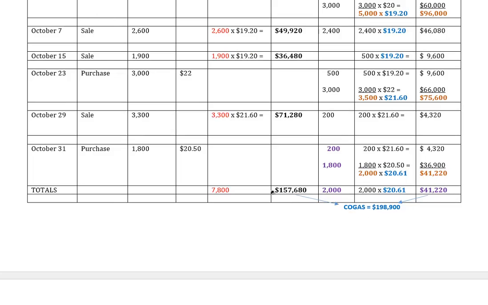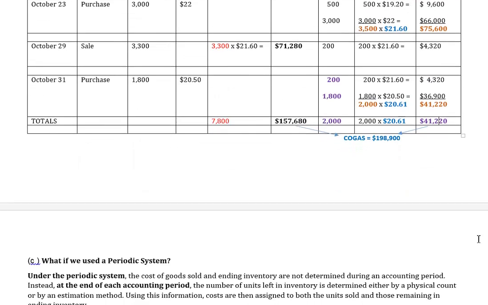But notice the one rule we said before, the total cost of goods sold plus ending inventory will give you in total the amount that you had available to sell, which is $198.9. So the cost of goods available for sale doesn't change, but the allocation of that number amongst cost of goods sold and ending inventory does change, right? So now, hopefully you're good with that, because the next thing I'm going to talk about is what if we used a weighted average periodic system.